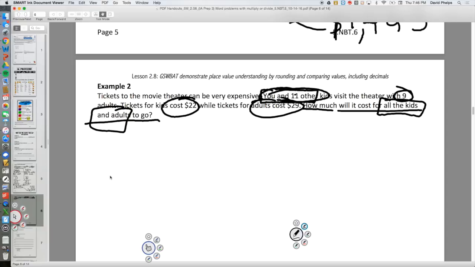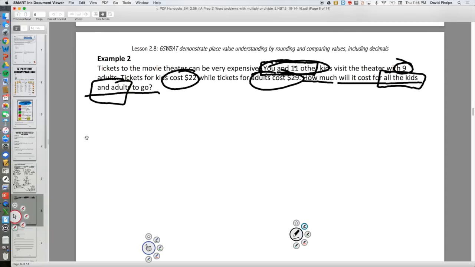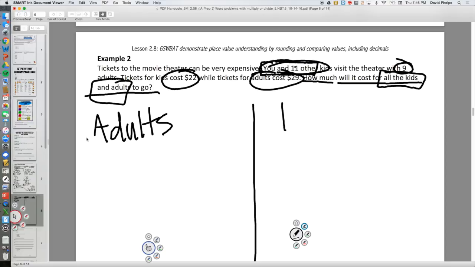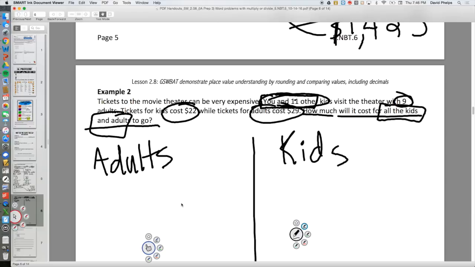All right, so now let's solve this puppy. Well, we've got 2 groups of people going. We've got adults and kids. So let's do the adults here. Divide your paper again and put the kids here. Go and start to solve the problem on your own. I'm going to show some of the work on the board. So if you don't know what to do, you can look at the board. But you try this by yourself. Go.